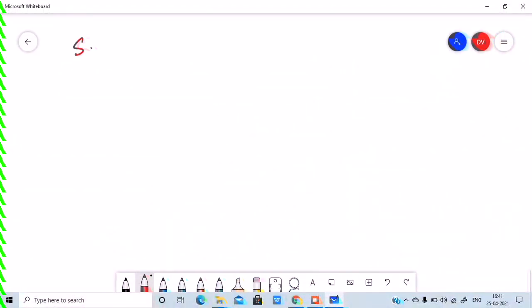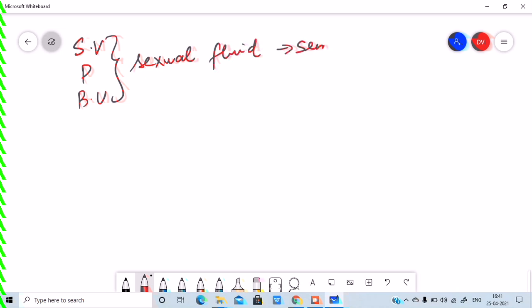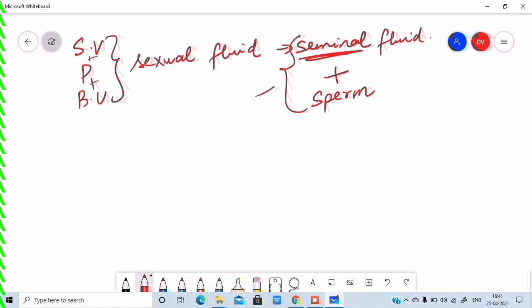So basically, the seminal vesicles, the prostate, and the bulbourethral gland are all giving some sexual fluid, right? That fluid altogether, you call it the seminal fluid. So seminal doesn't just mean the seminal vesicle fluid, no. Seminal fluid means the fluid secreted by the seminal vesicle plus the prostate plus the bulbourethral gland, right? So why is this fluid needed? We will see that. That, along with the sperm, is known as the semen.